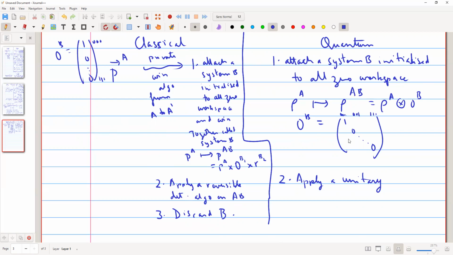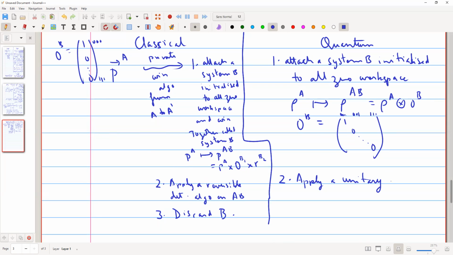Yes. So the first step was this: rho A tensor 0B. 0B is just this density matrix. It's almost the classical probability distribution. It's just that my notation here is different. I'm no longer thinking of probability vectors; I'm thinking of density matrices. Fine, attach it.